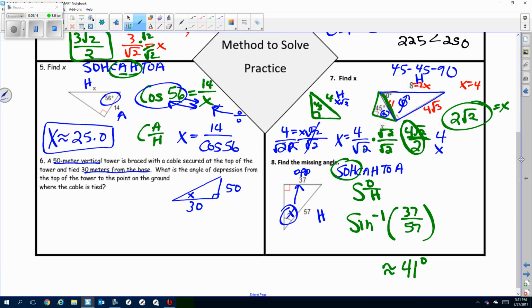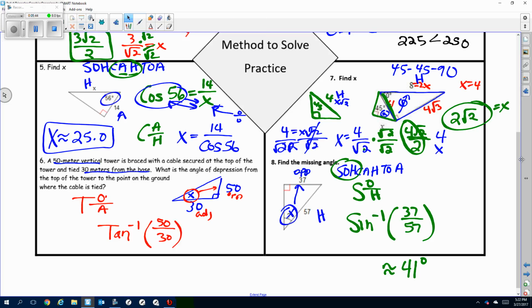But on number 6, see x here is inside the triangle. This is when we do the inverse. We still label. This would be opposite. 30 is adjacent. Who deals with the O and the A? That's TOA, tangent. So we write tan inverse. Opposite, the O goes on top, which is the 50, over adjacent, which is 30. And we go to our calculator.